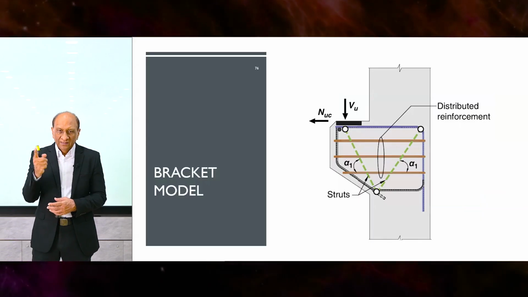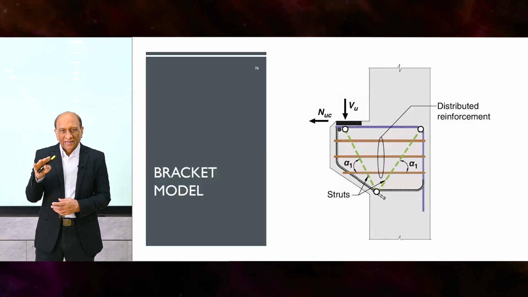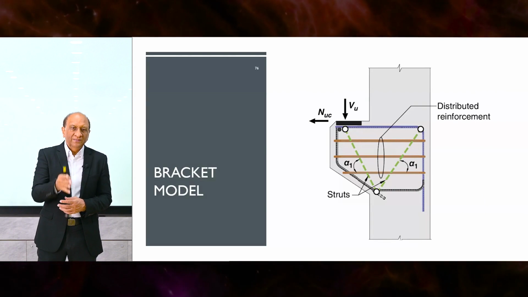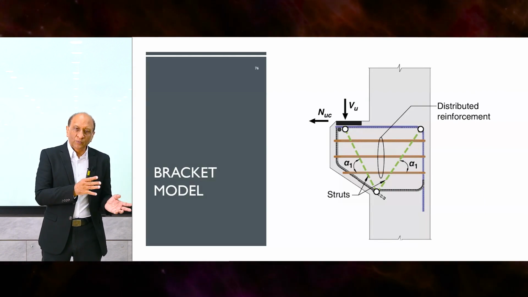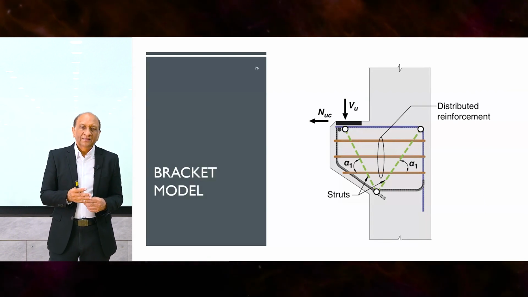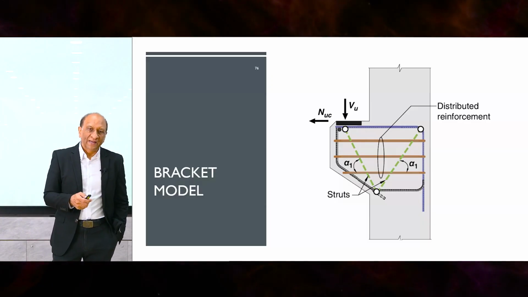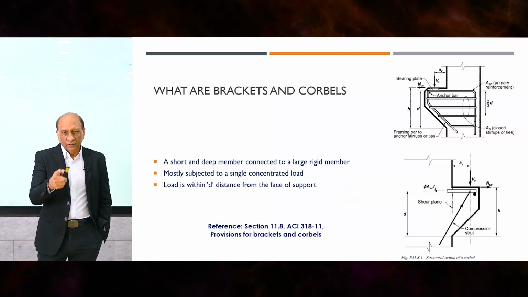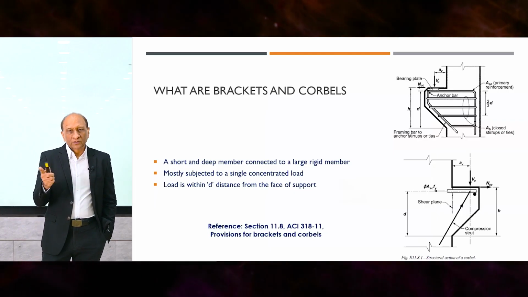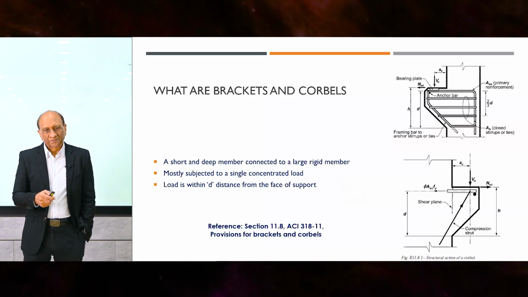So you have the diagonal struts there, and then you have a tie at the top. And of course, shear friction and other things need to be checked separately, but the basic mechanism tends to be of this kind. And this is the most common way to design brackets. And then we have a shear plane for which the shear friction could be checked on top of that.